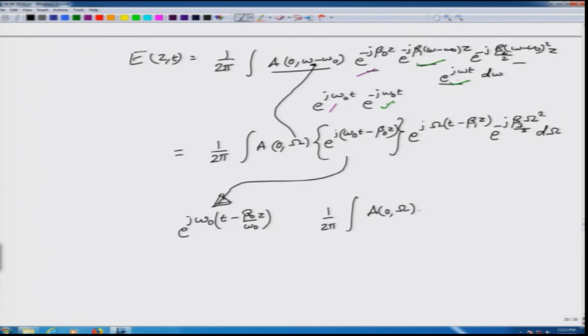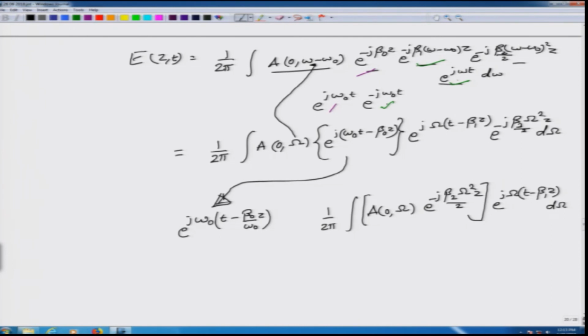The integral can then be written with A(0, omega), which is the spectrum, times e to the power minus j beta 2 omega square by 2 times z. Sorry, I forgot the z here. This term I will combine into A1. Of course, if someone gives me the pulse spectrum, then I will know what to do with this expression, but until then I do not know what it is. But I have e to the power j(omega t minus beta 1 z), integration with respect to omega.